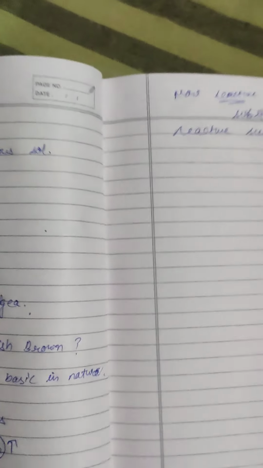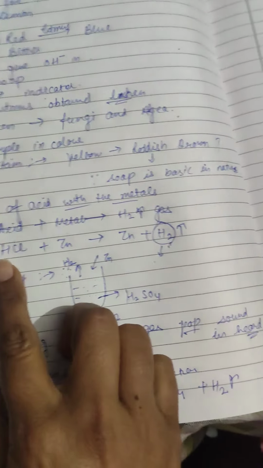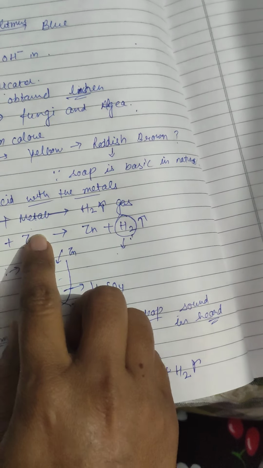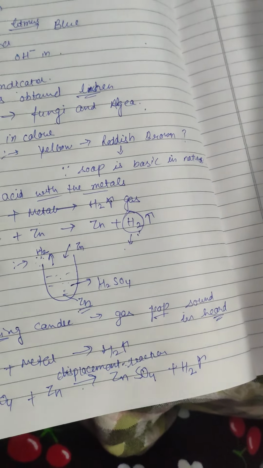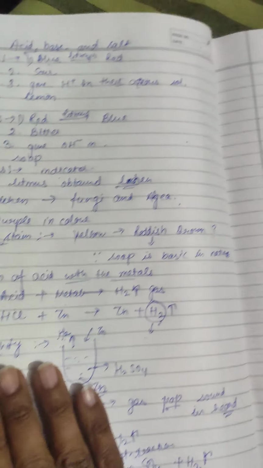Okay. Now this is about the reaction of acid with metal. We know that when acid reacts with metal, it produces hydrogen gas. And the gas is also detected by an activity.